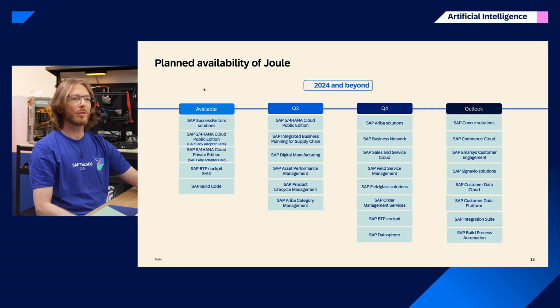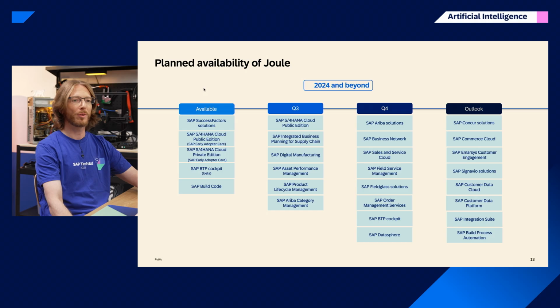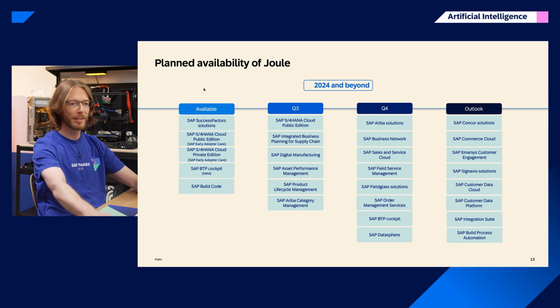Before I come to the demo, I quickly want to give a glimpse of our roadmap. It's not functional; it's rather where we integrate it first. Because we're working in 2024, our goal was to have it as integrated as possible. You see on the right side in the Outlook that a lot is still planned, but in this quarter, Q4 2024, Ariba, Business Network, Salesforce, Fieldglass, and others, or the BTP Business Technology Cockpit, will already have the integration with Joule.